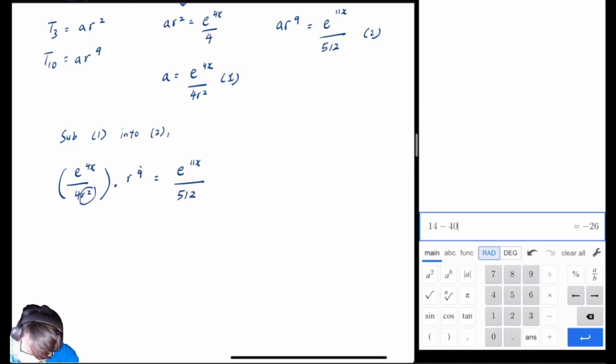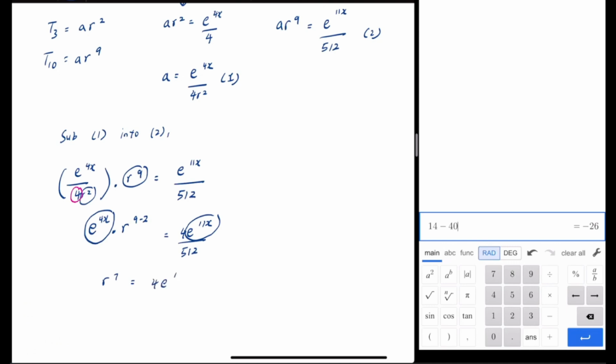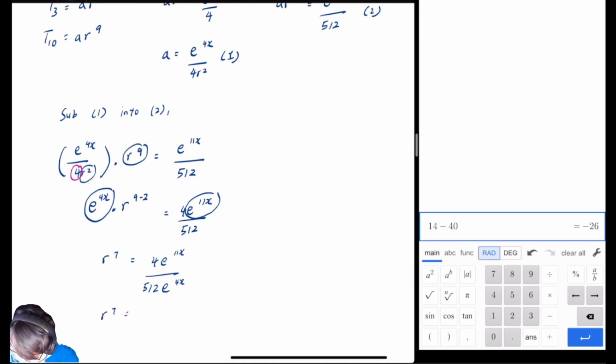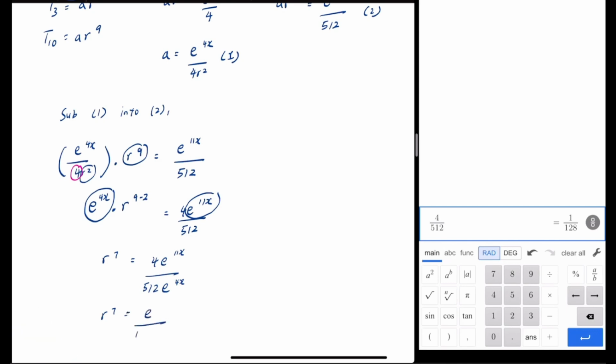So this one and this, you can basically simplify them as r to the power 9 minus 2. And I'll just move this 4 to the other side, over to the right hand side. So the entire thing becomes 4 times e^(11x)/512, and this is e^(4x). I can also move the e^(4x) to the other side, so it becomes 4e^(11x) over 512e^(4x). Simplifying further, 4 over 512 gives me 1 over 128.